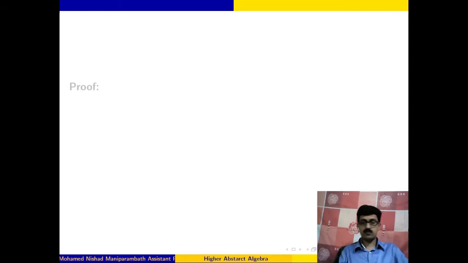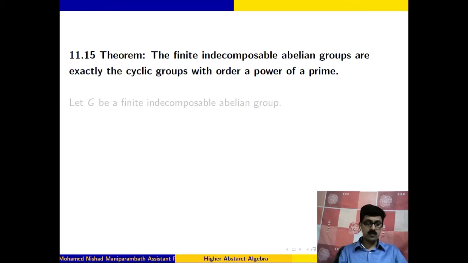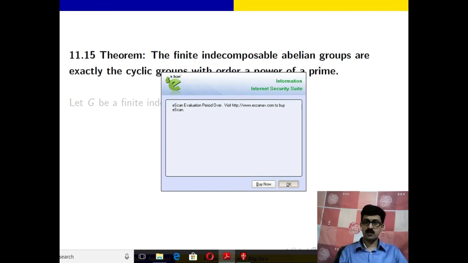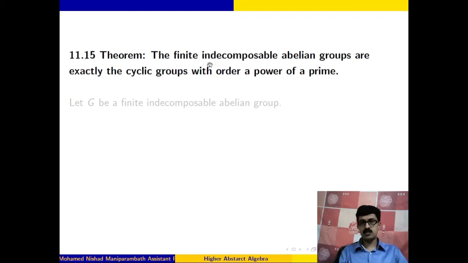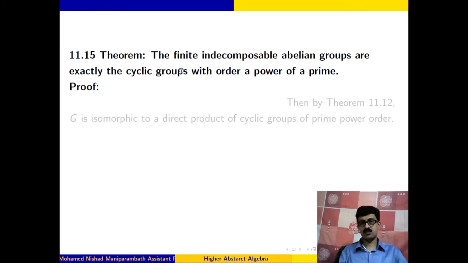Now, we move to another theorem. The theorem is 1115. According to theorem 1115, the finite indecomposable abelian groups are exactly the cyclic groups with order a power of a prime. Once more, indecomposable means the group cannot be written as a direct product of two of its proper non-trivial subgroups. So finite indecomposable abelian groups are exactly cyclic groups. We have to prove that they are the cyclic groups whose order is a power of a prime.